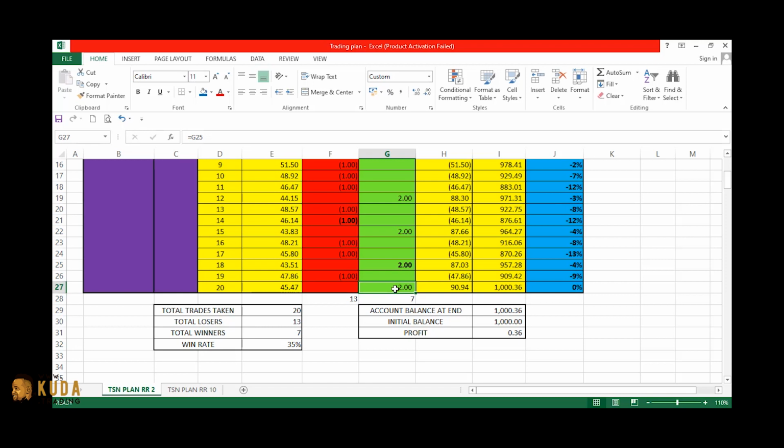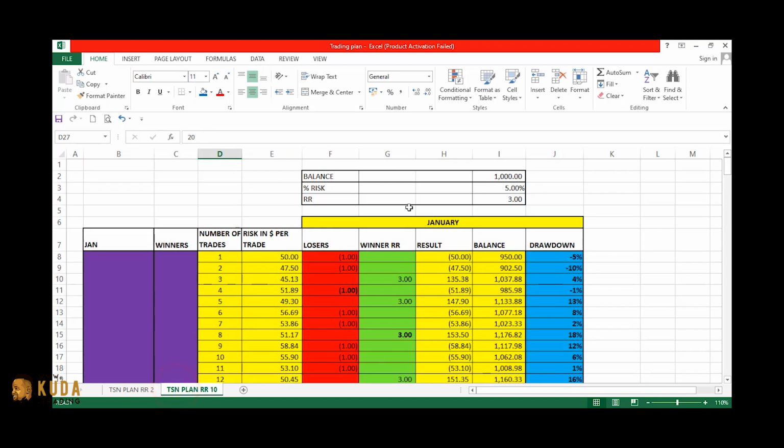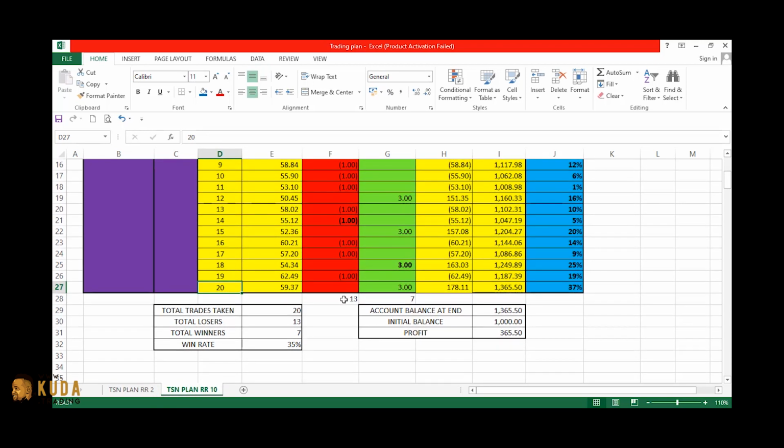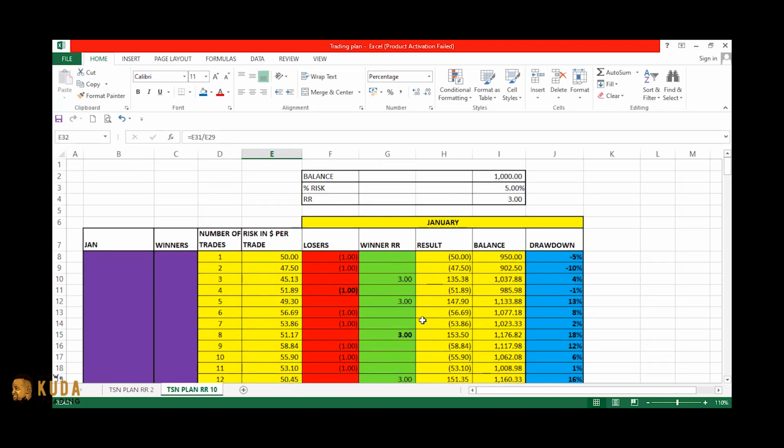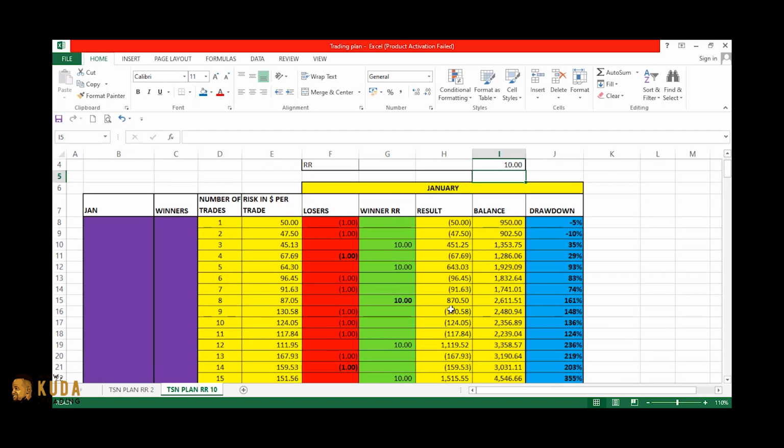So your risk is too high vis-a-vis your reward. So let's change that scenario a little bit. Keeping the same assumptions there, 13 trades wrong, 7 trades correct, a win rate of 35%. Let's change the RR to 10. If you're a pro trader, you know what I'm talking about. 10 is what we shoot for. 10 is the magic number.